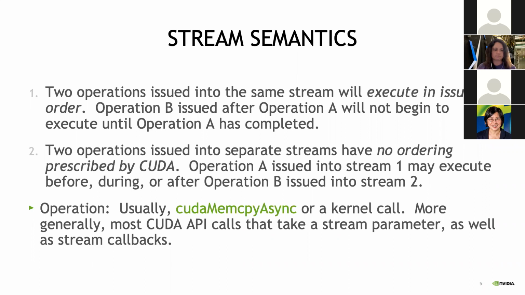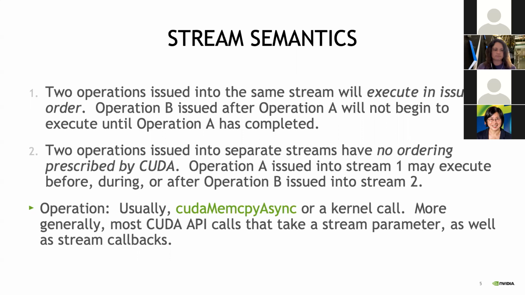However, if we issue these operations into separate streams, there's no notion of ordering prescribed by CUDA. So it's possible that operation A may execute before, during, or after operation B, as long as they are issued in different streams. Typically, what is an operation? An operation is usually either some kind of memcopy operation, or it's a kernel call. More generally, there are CUDA API calls that take a stream parameter as well as stream callbacks, and there's an optional stream parameter for any kernel call for a kernel that you've written yourself.